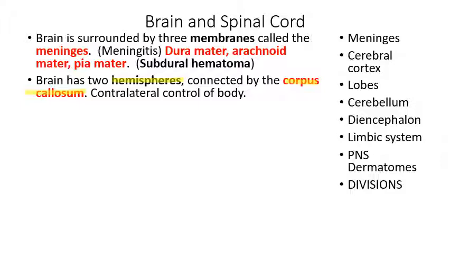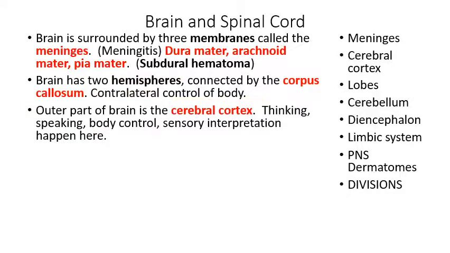And the two halves of the brain control the two sides of the body, but on opposite sides, which is what we call contralateral control of the body. Contralateral control means that the left side of your brain controls the right side of your body and vice versa. Okay, so remember what contralateral control of the body is.